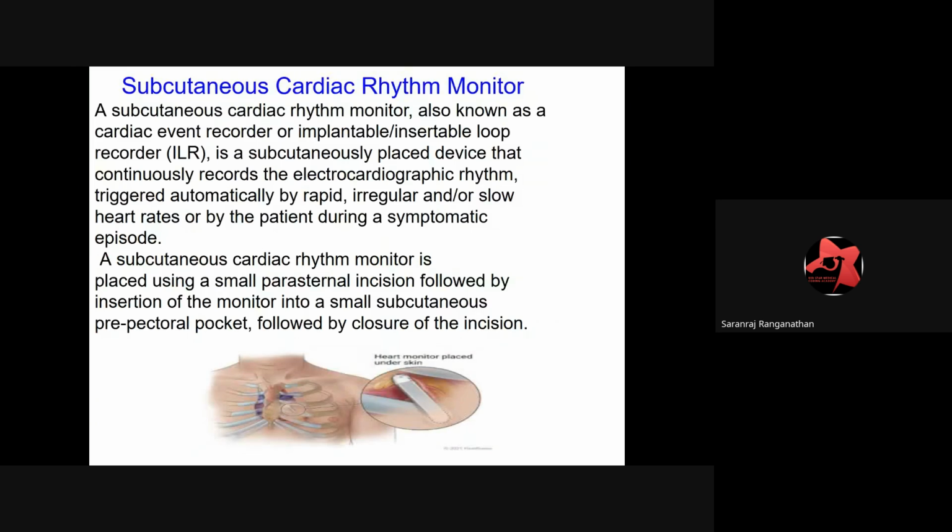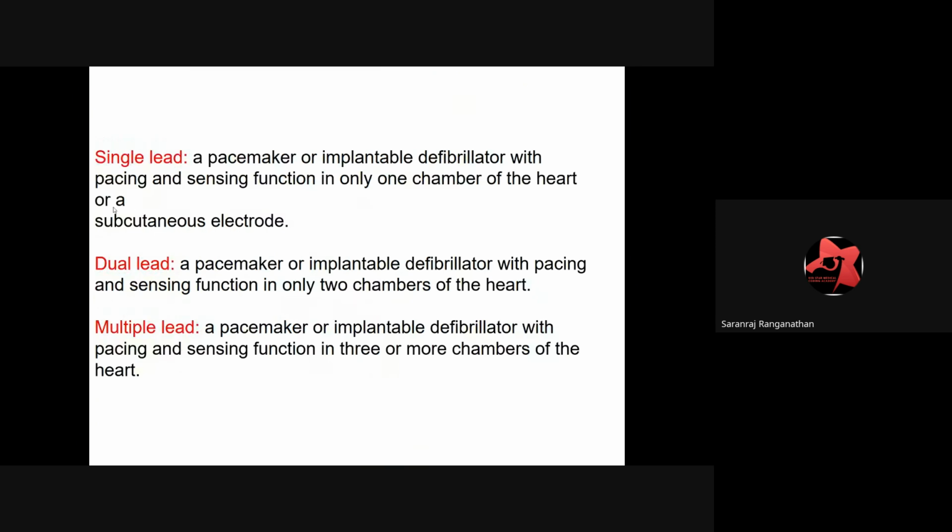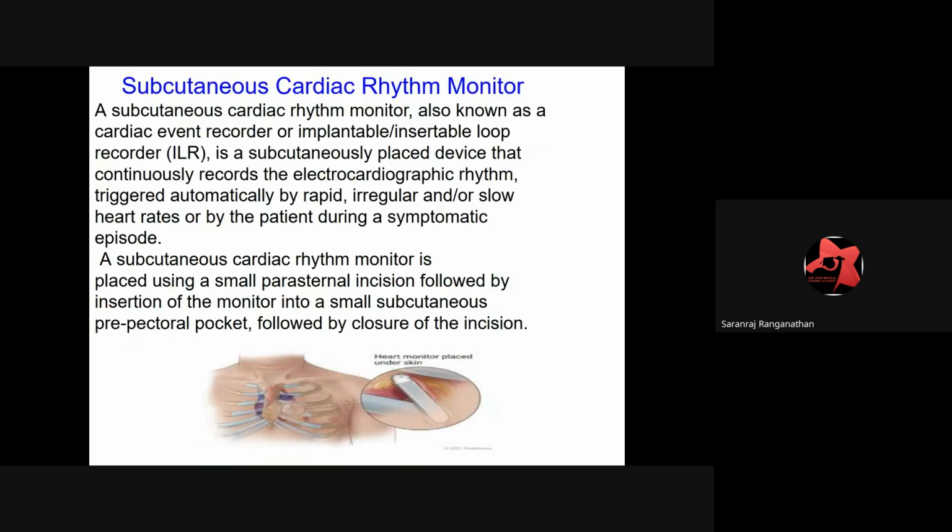Then next one, subcutaneous cardiac rhythm monitor. Along with that, this pacemaker placement and removal, they will check permanent and temporary pacemaker, permanent defibrillator, temporary defibrillator. Those will be the types. Based on that, we can select the CPT.